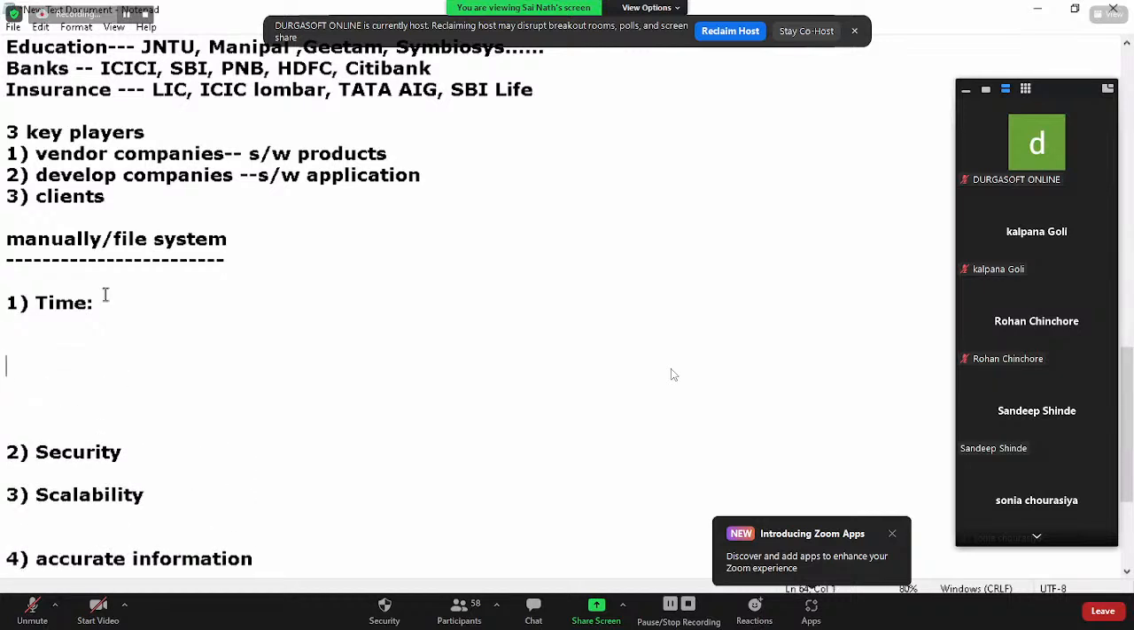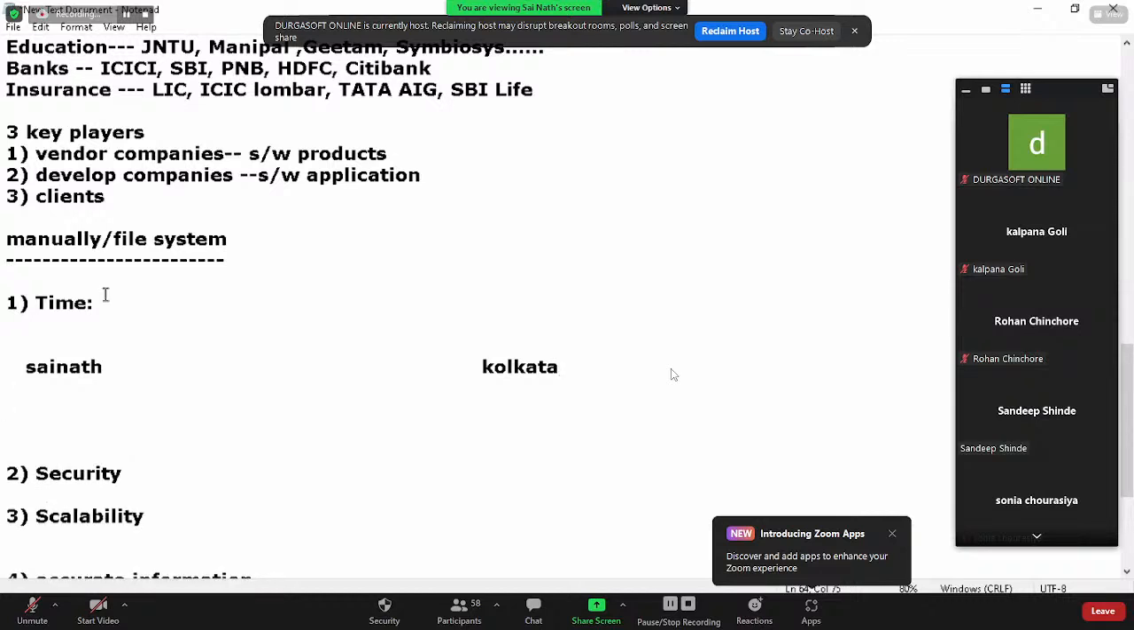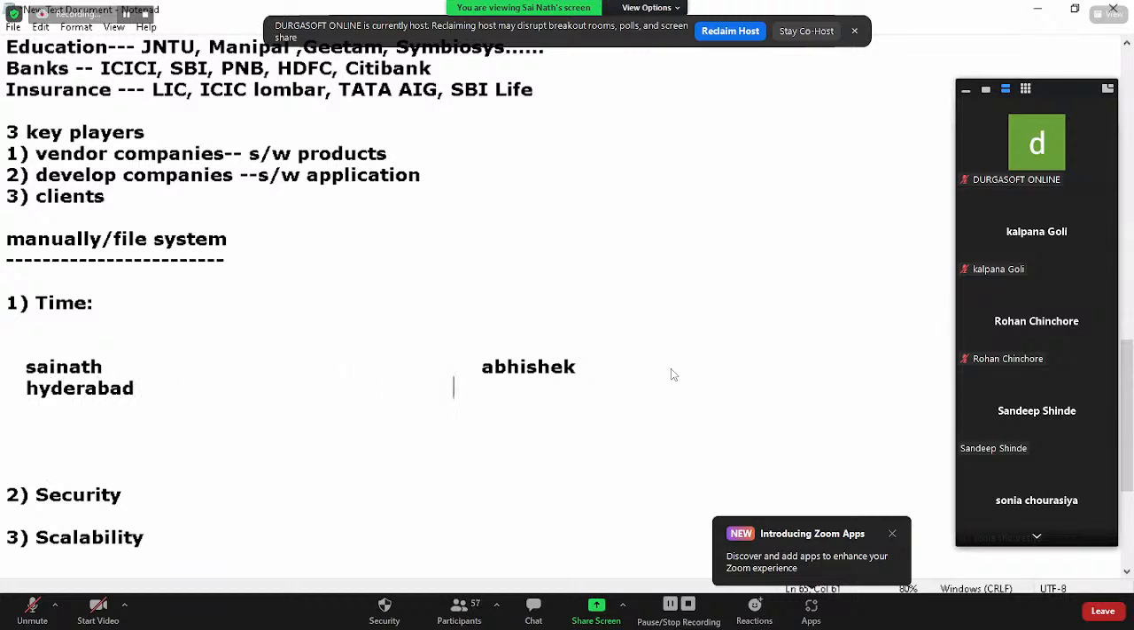Take a small example. Suppose, Abhishek, are you there in the class? Yes, sir. Abhishek, where do you belong to? Which place? I'm from Kolkata. Good. Abhishek belongs to Kolkata. I belong to Hyderabad. Abhishek and myself are friends. You are living in Kolkata. So you have an account in State Bank of India, and I have an account in maybe Punjab National Bank. All of you understand.